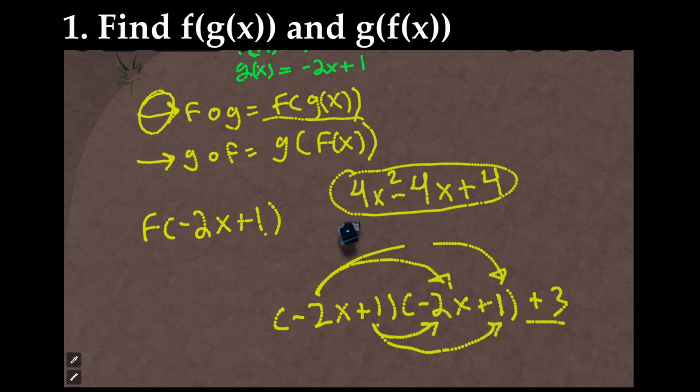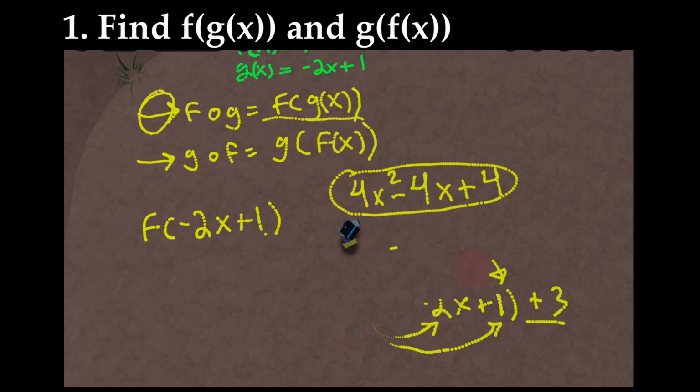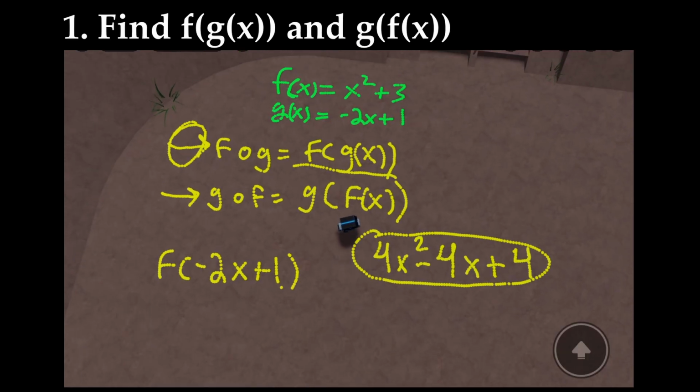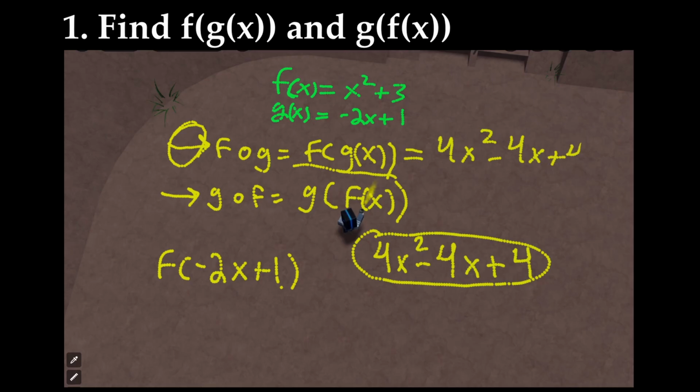So I'm just going to erase all this down here and go up. So I can say that all of this, f of g of x, is equal to 4x squared minus 4x plus 4. And we're done with that.